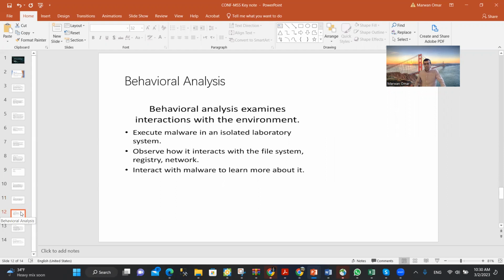So we've already mentioned behavioral analysis, which examines the interaction with the environment. We execute malware in an isolated lab system. It could be a virtual machine. We observe and monitor how it interacts with the file system, with the registry, the network, all these important artifacts. So we interact with the malware during behavioral analysis to learn more about specific malware.